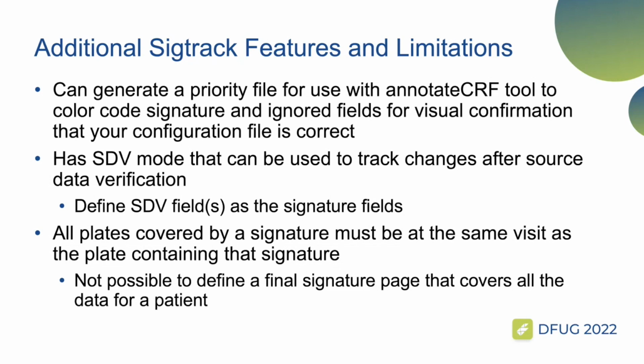One limitation is that the SIGTRAC program can only track signatures that occur at the same visit as the plate containing the signature. So it's not possible to define a final signature page that covers all the data for a patient and have it track that. That was a design decision made early on in the development of this program. So if you're going to have just one signature page that the investigator signs that says, yeah, I certify everything's correct, then this tool won't be able to help you.